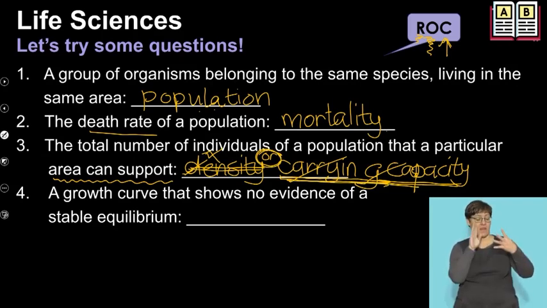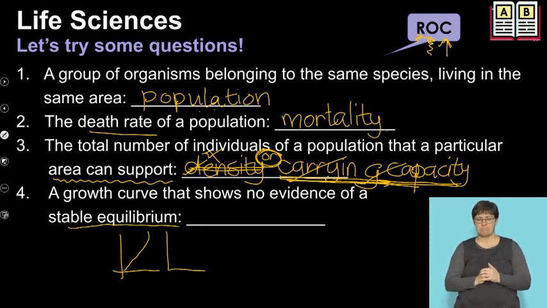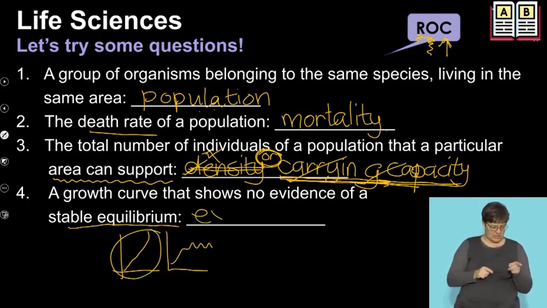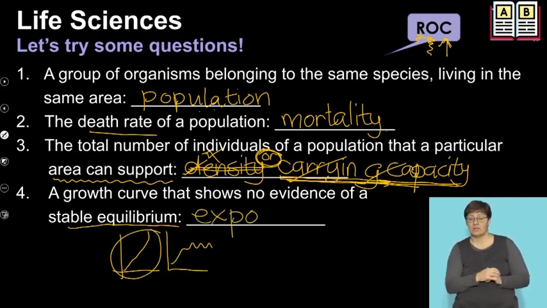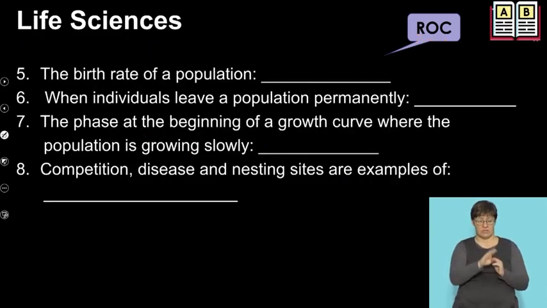A growth curve that shows no evidence of a stable equilibrium. Quickly, I'm going to say, okay, that and that, and here's my stable one. So I'm looking at this growth curve, and we're talking here exponential. And I go back, I check my spelling, and I'm happy with that. Are you getting how this works?